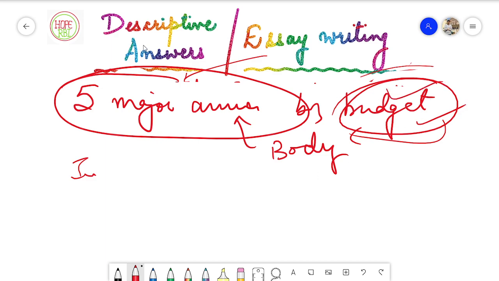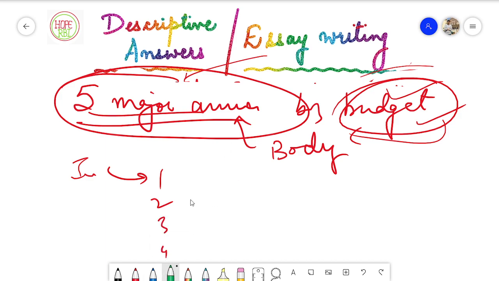Basic things. After that, the five major announcements by the recent budget, you can enumerate in numerical points form, 1, 2, 3, 4, 5, and after that you can conclude that all these points are very much relevant, and this could bring a very positive impact on the economy, or the particular thing regarding the agriculture.